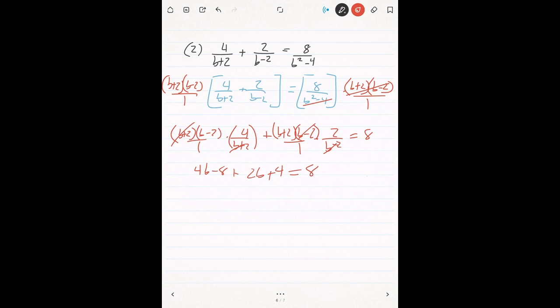So now we can combine our like terms. We have a 4b and a 2b that makes a 6b. Negative 8 and 4 is negative 4. That's equal to 8. If I add 4 to both sides, I get 12. b is equal to 2. Again, this is the technique where I'm using the clearing fractions method. What I've done is I've found the common denominator and I've multiplied it through, so that way we get rid of all of the other denominators.